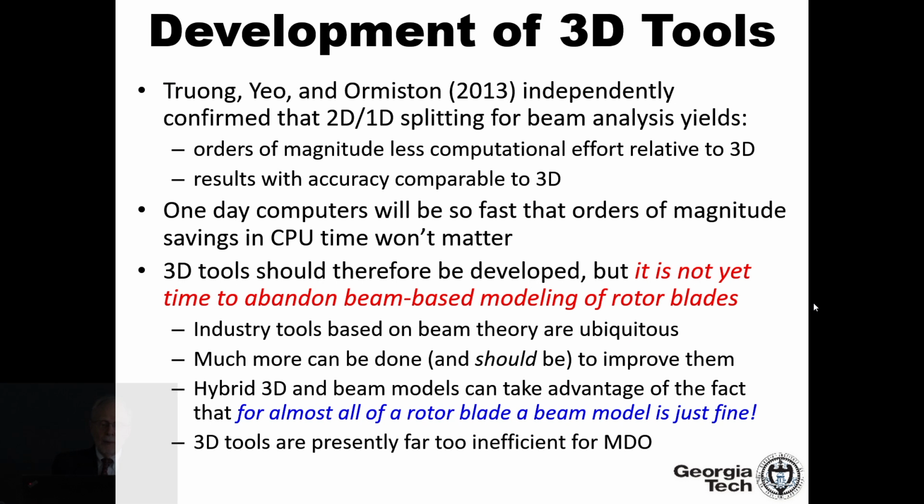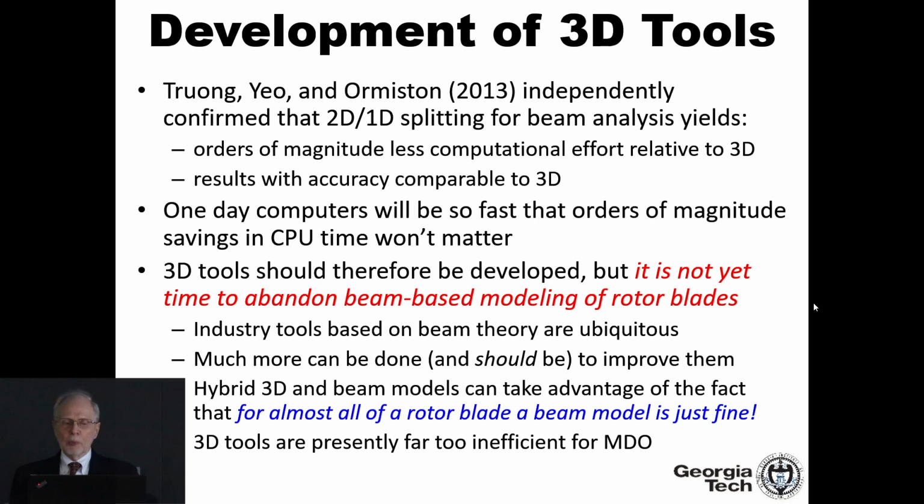Now, people have said, well, computers are just getting faster all the time. Who needs these reduced order models? We can just run 3D elasticity models and be done with it. Well, we've already seen how computationally expensive that can be. But it's not time to abandon beam-based modeling of things like rotor blades yet. Industry tools based on beam theory are ubiquitous. Much more can be done and should be done to improve them.